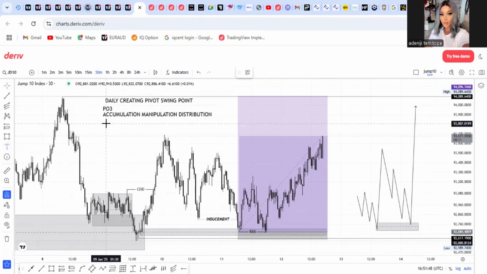You want to wait for what? Price to come back to your sponsored candle. You want to wait for price to come to your sponsored what? Candle. These are the steps. Now, when price is coming to a sponsored candle, how do you see that this thing is really what you've been waiting for? You want to see.